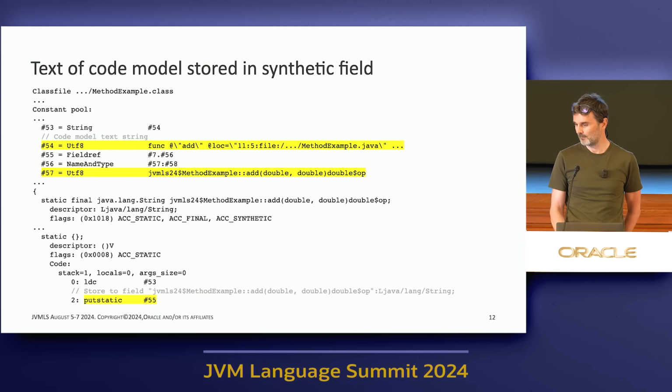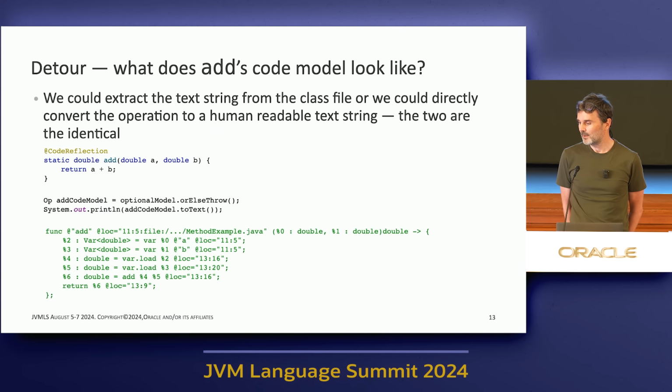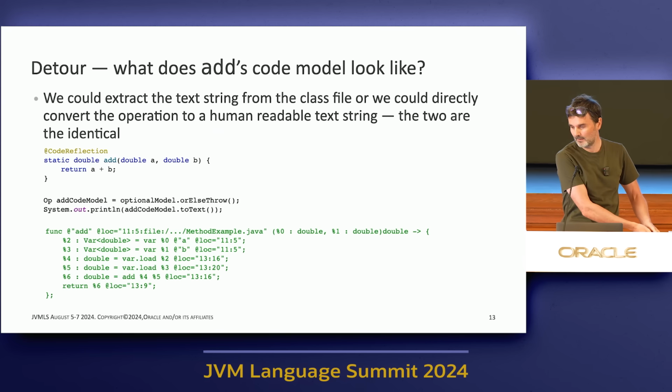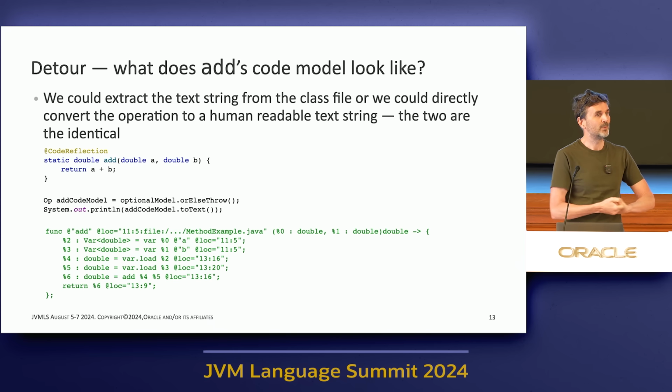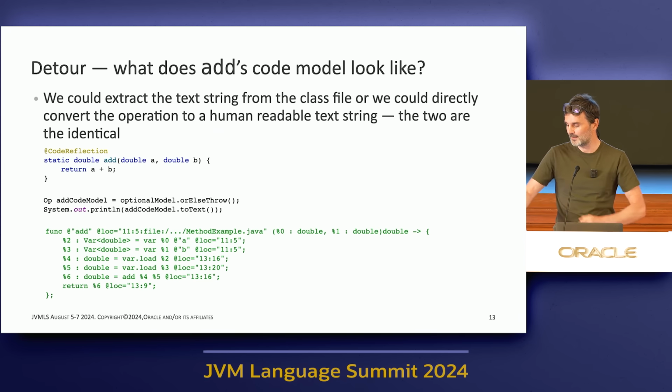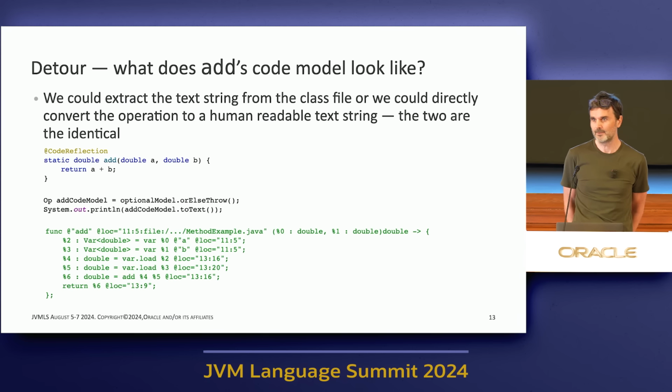So just a detour, you may be wondering that string I showed you there, well, what the heck is it? Well, we could extract this text string from the class file, or we could directly convert it to a human-readable string. The two are identical. So the API allows you to print out that text string we stored in the class file. So if we get our code model, we can convert it to text and we can print it out. What the compiler's doing is exactly the same thing. It's just producing the text and storing it into the class file. And this is the actual code model in serialized form there.